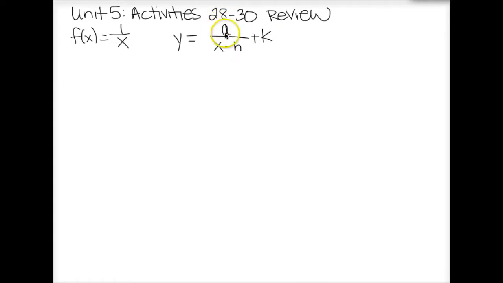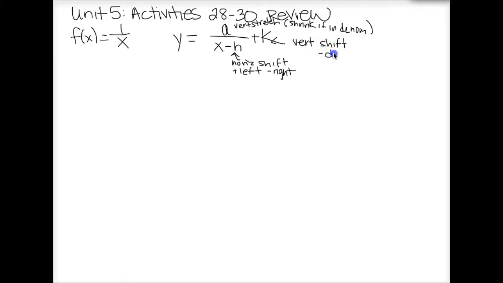But remember, a is your vertical stretch. Remember that if it's in the denominator, it's a shrink. H represents your horizontal shift. If it's a plus, it's left. If it's a minus, it's right. K represents your vertical shift. If it's negative, it's down. If it's positive, it's up.